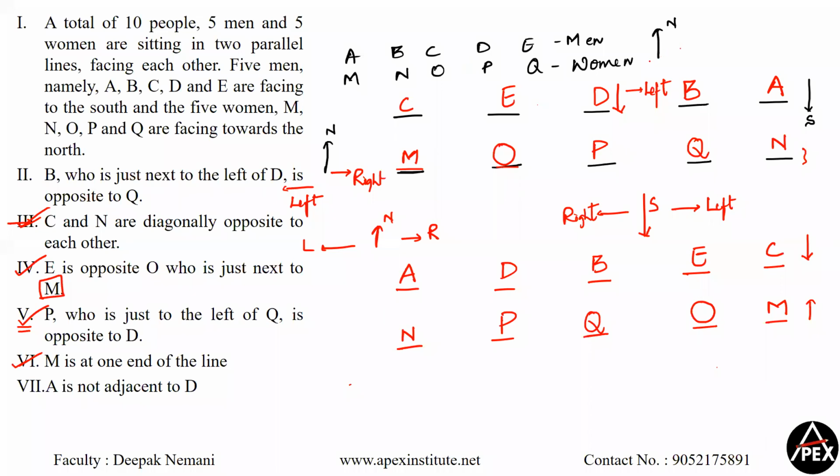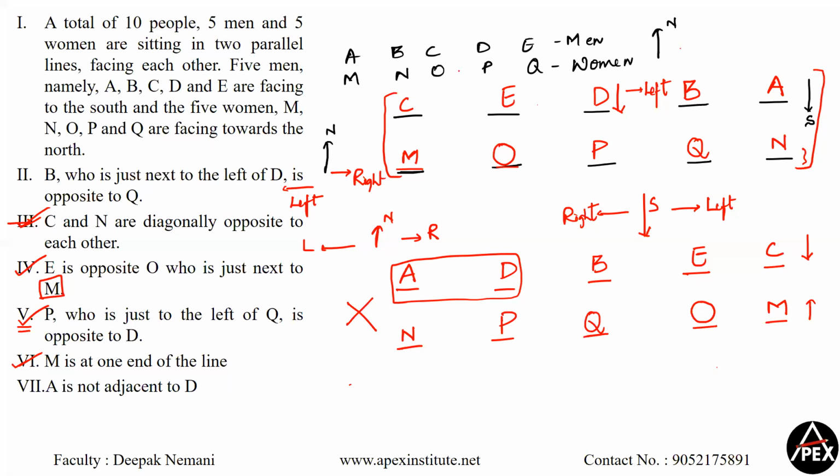Can we eliminate one case? Yes, a case can be eliminated. Which case? The second case. Why? Because A is not adjacent to D. You cannot have A sitting adjacent to D, so this can be eliminated. We will be left with only one possible arrangement. That is CEDBA MOPQN.